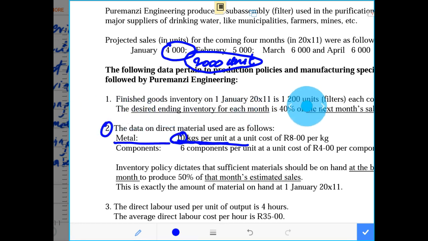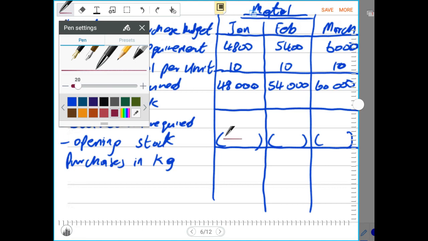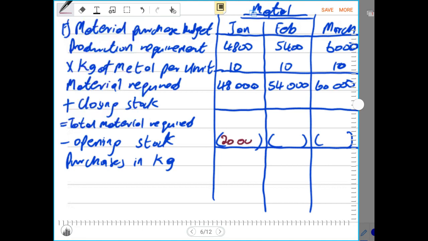So now that means our opening inventory for the month of January will be a total of 20,000. That will be 20,000 as an opening. Let me just use a different pen so that we see that. So now it means we will have our opening as 20,000, which is 20,000 kgs of material will be enough to manufacture 2,000 units that are expected to be sold in the month of January.